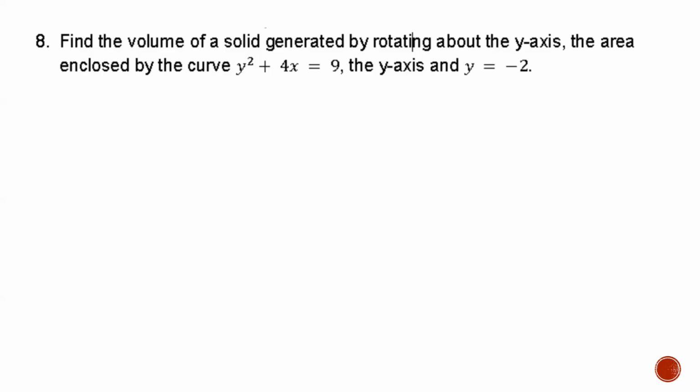So first of all, what I want to do is write down what we have. We have this curve, y squared plus 4x is equal to 9. So this is like our first equation.